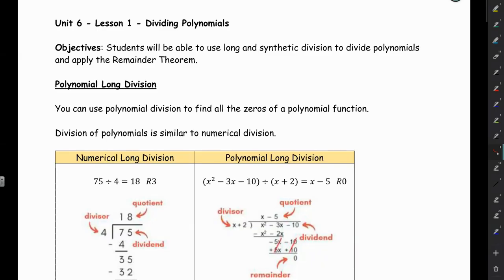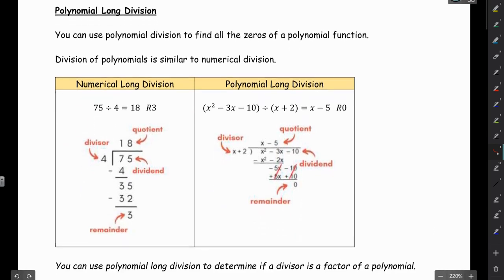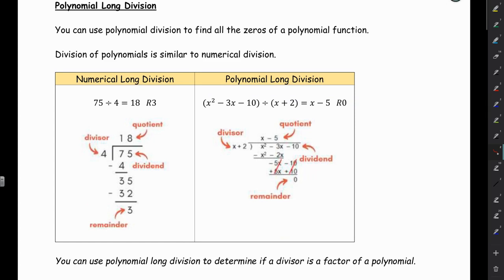Hi everyone, in this lesson you're going to be learning about how to divide polynomials. And there's two methods. There's long division and there's synthetic division. And we're going to try both and I'll be curious to see which one you like better. So the first one we're going to look at is polynomial long division.